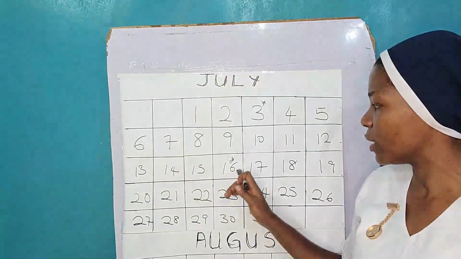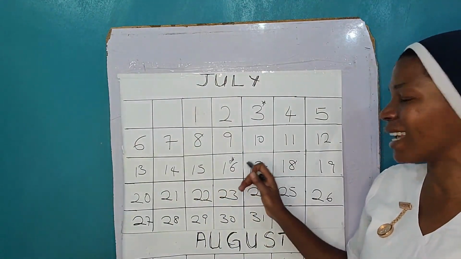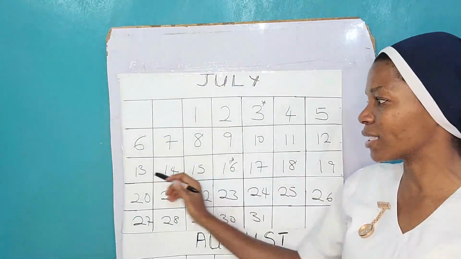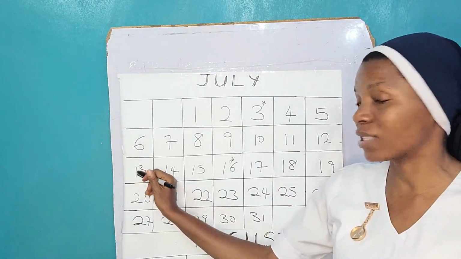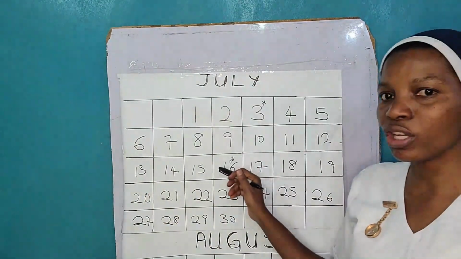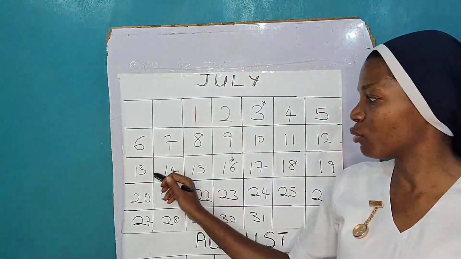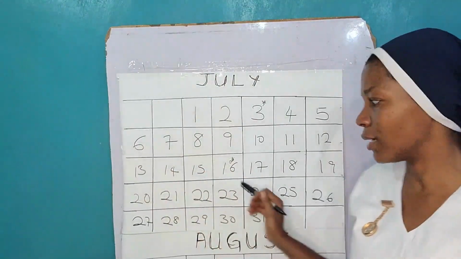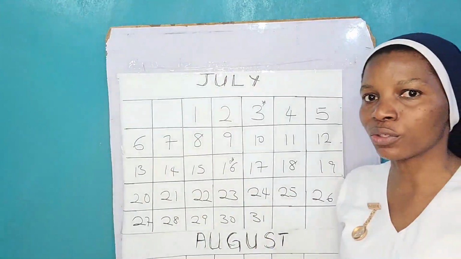Or if the sperm is released after the egg has been released, it means that the egg is still there, waiting for the sperm for fertilization to occur. So that is why her fertile period is between 13 to 19, even though ovulation is on the 16th. Fertile period is ovulation day, days before ovulation and days after ovulation.